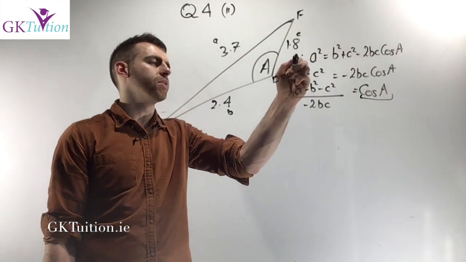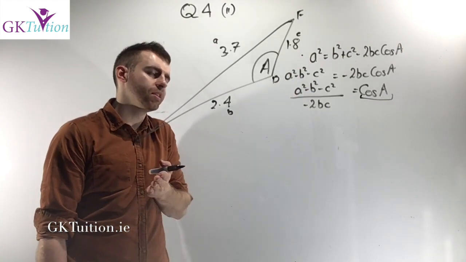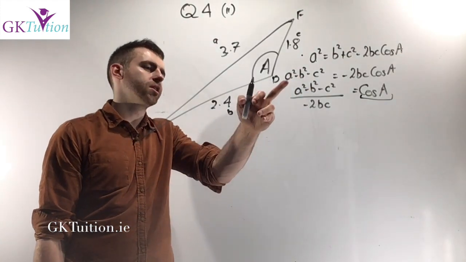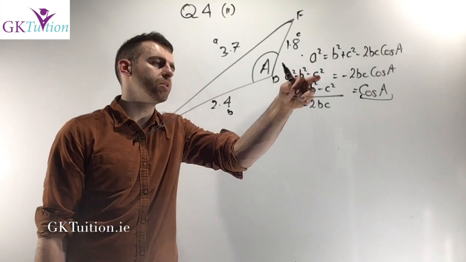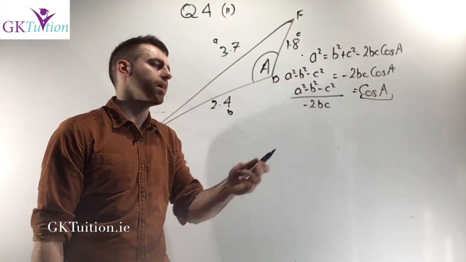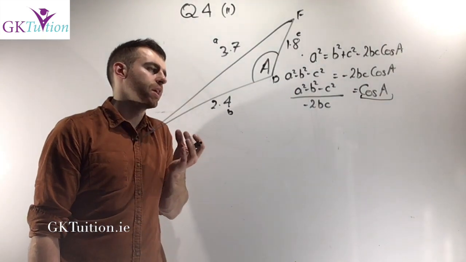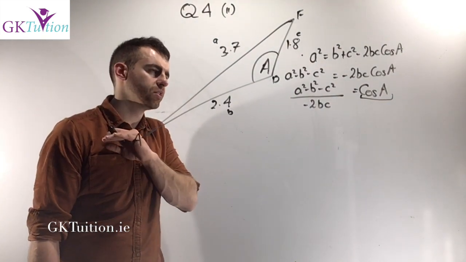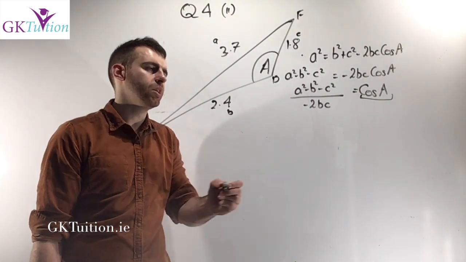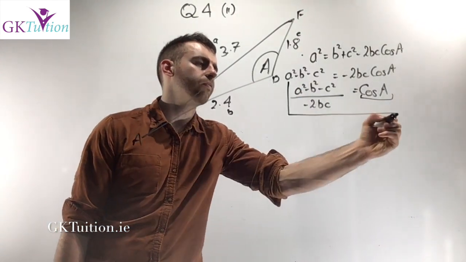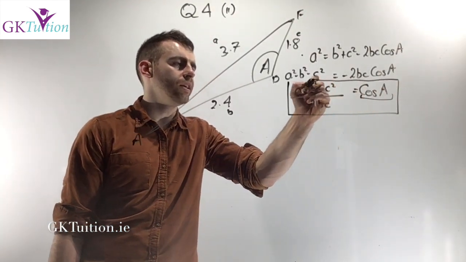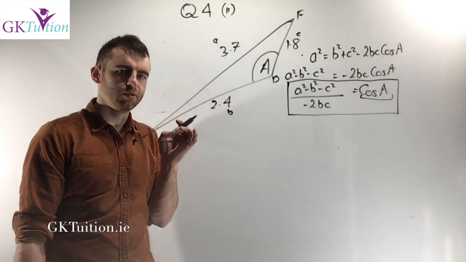So what I did first was I subtracted b squared and c squared from both sides, in which case the left hand side is a squared minus b squared minus c squared, while the right hand side I'm just left with the term that has the cos a in it. In order to get cos a on its own, I decided to divide both sides by minus 2bc. Now if you're looking for an angle, it's easier if you manipulate the cosine rule first.